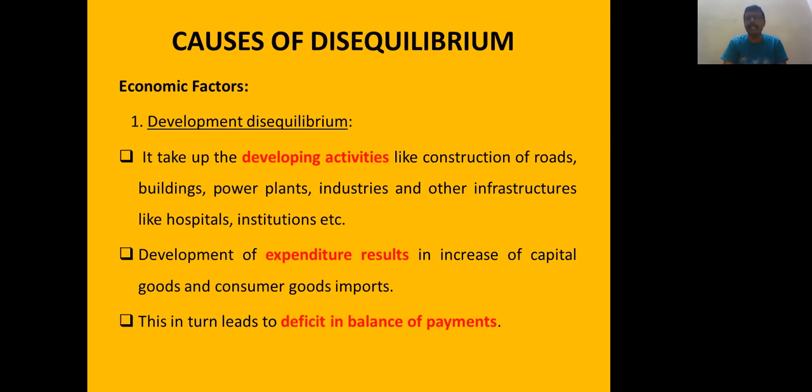If for development activities, that is construction of roads, buildings, power plants, industries, infrastructure, etc., huge spending is financed by the country in the form of loans, then a situation will be created which is called a disequilibrium state. Second, if a huge amount of money is invested wrongly in importing unnecessary technology, unnecessary capital goods, and unnecessary consumer goods, then that is also called a disequilibrium.